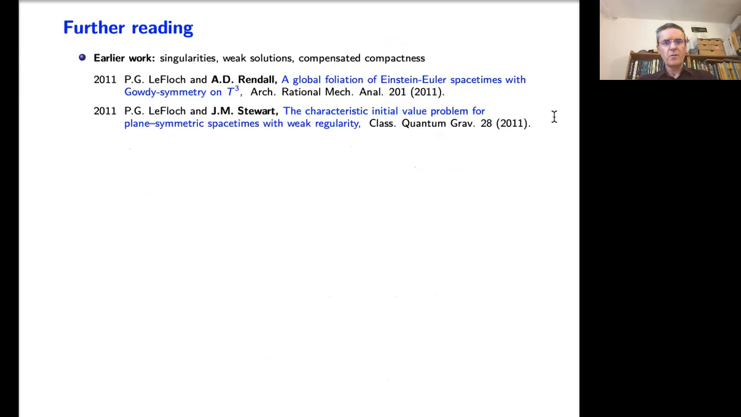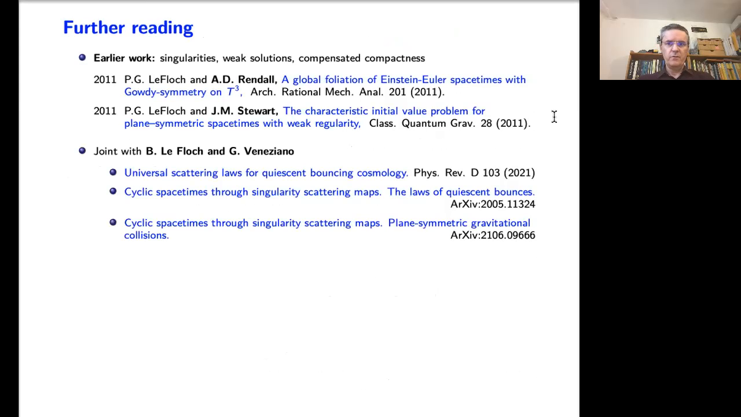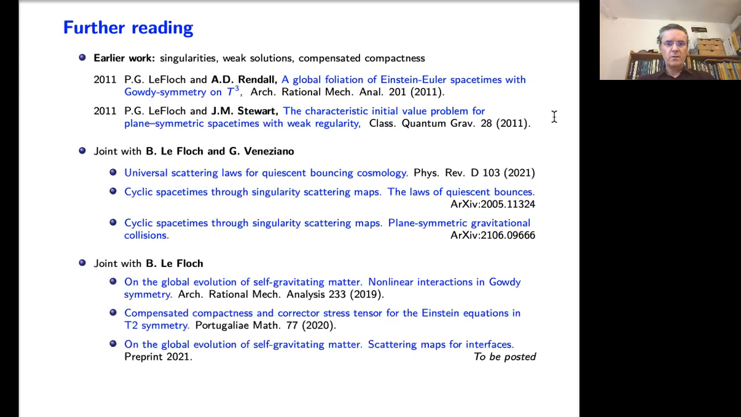Let me conclude by saying that my personal interest in singularities for the Einstein equations goes back to joint work I did with Alan Rendall about 10 years ago, and John Stewart in Cambridge. More recently, I did this work with Gabriele Veneziano, and you can read the papers on arXiv. A summary, the Physical Review D paper, is a short paper that can give you a first introduction to the subject. We also have a couple of papers with Bruno Le Floch that you may be interested in.